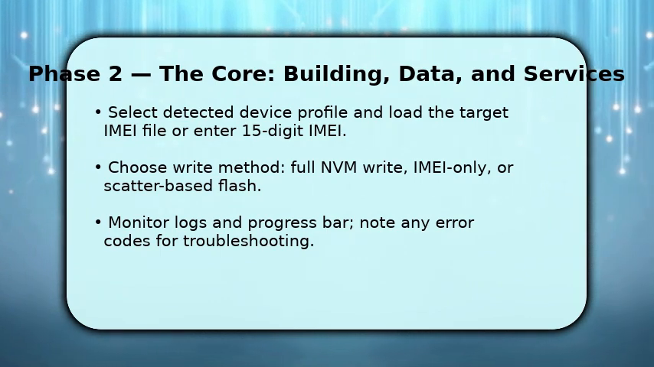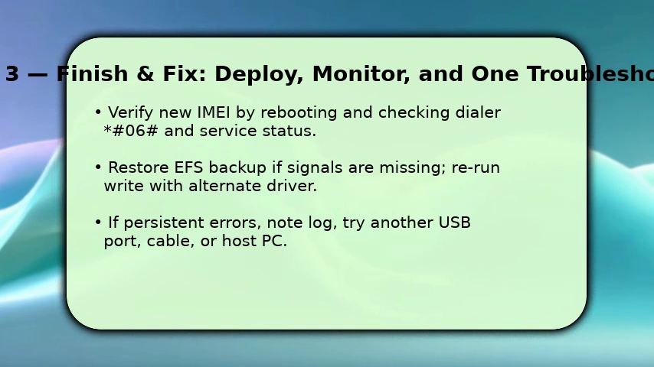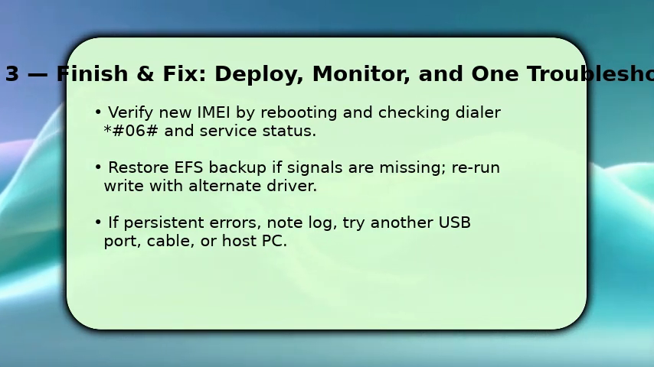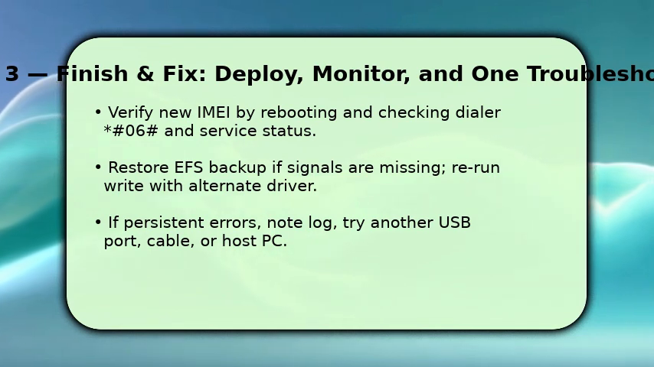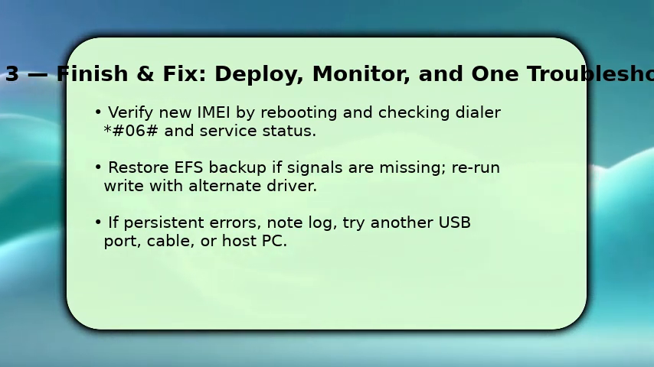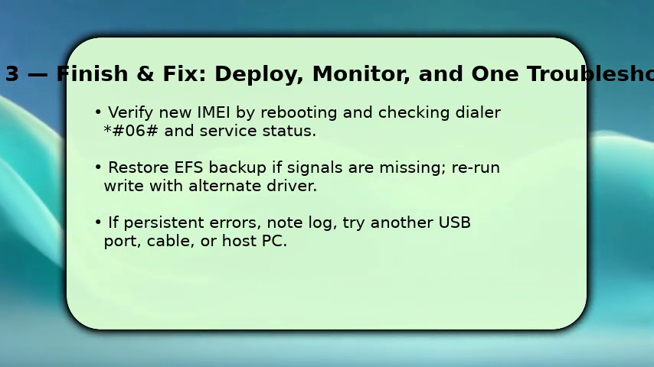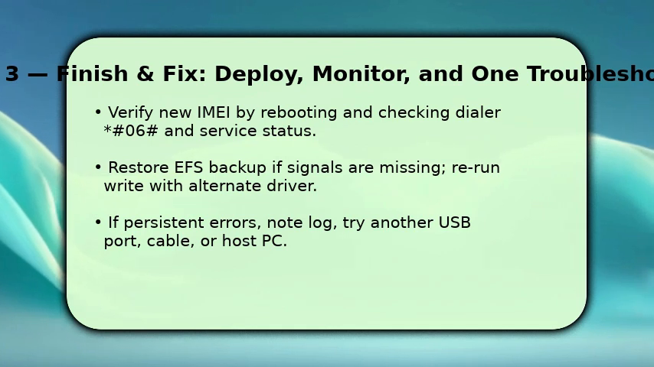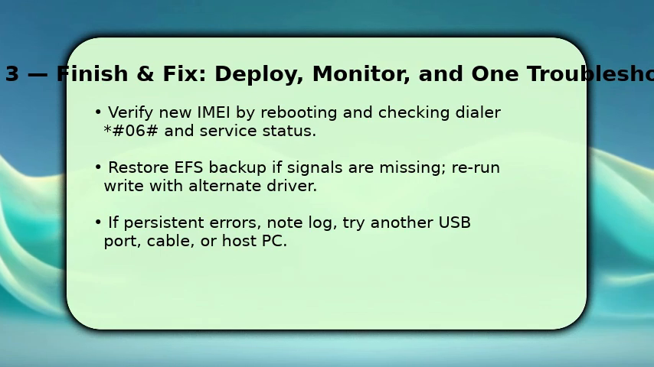Finally, reboot the device and confirm the new IMEI with the dialer and network registration. This proves the change took effect. If you lose signal or the IMEI shows invalid, restore the EFS backup and retry the write using the alternate driver option. Make sure to try a different USB port or cable, and if troubles persist, capture the tool log. Those lines reveal error codes you can use to select another write method or driver. One key tip: always retry on a different PC before assuming.